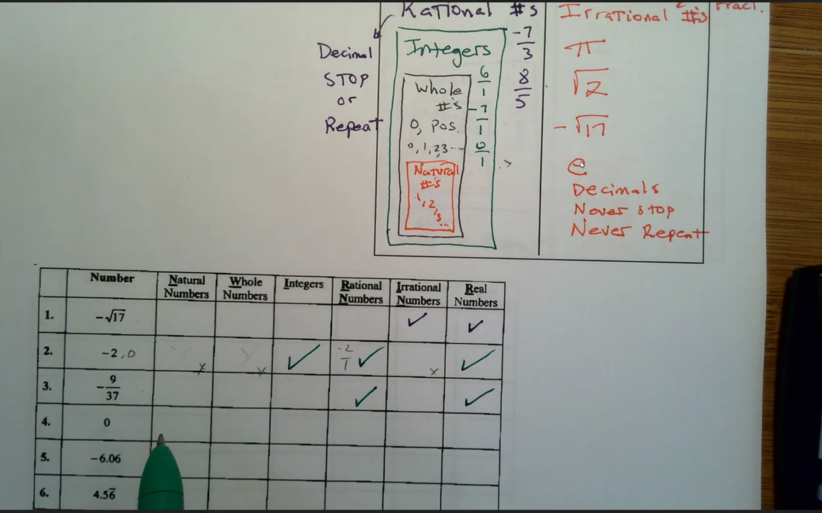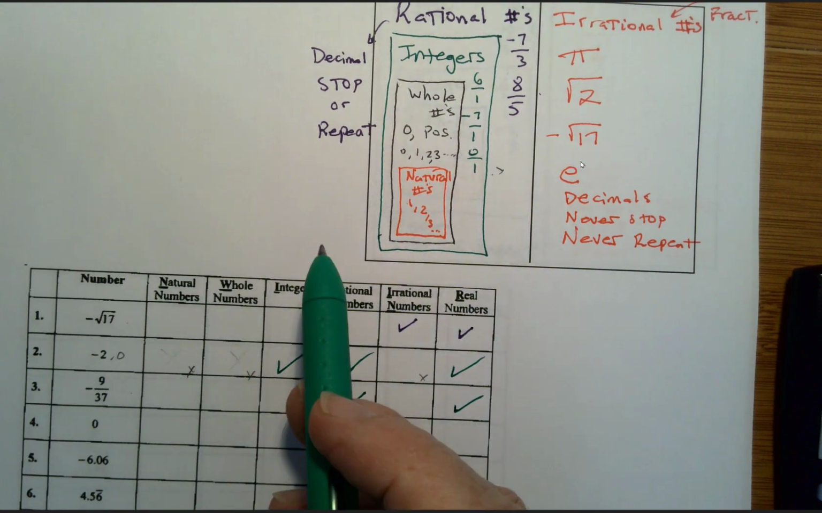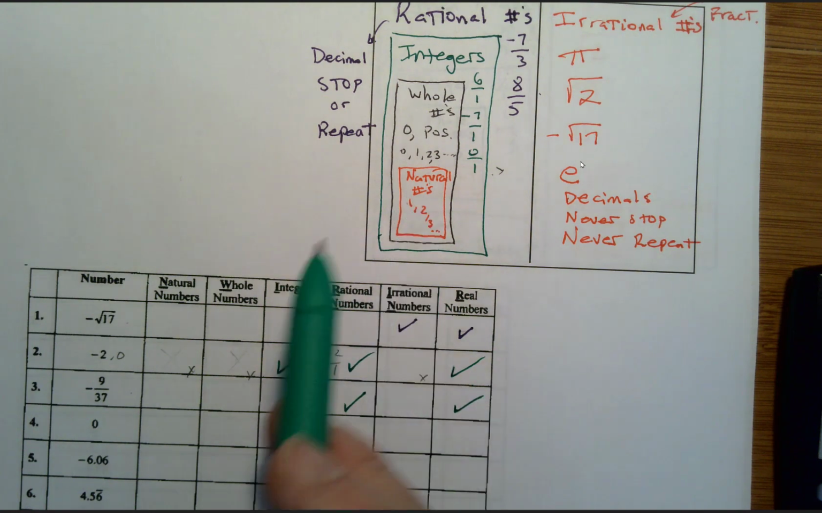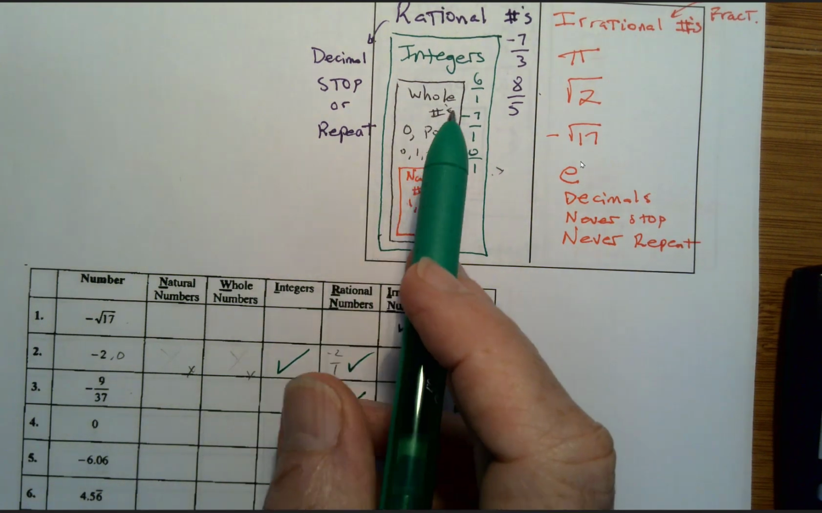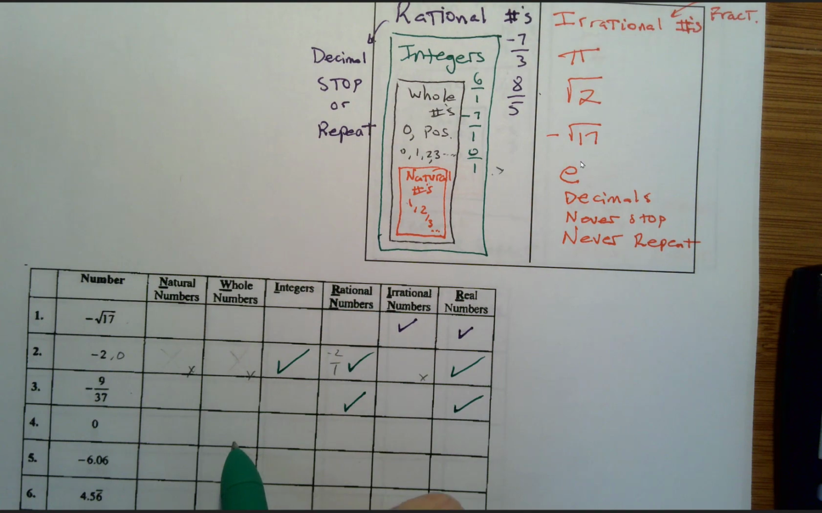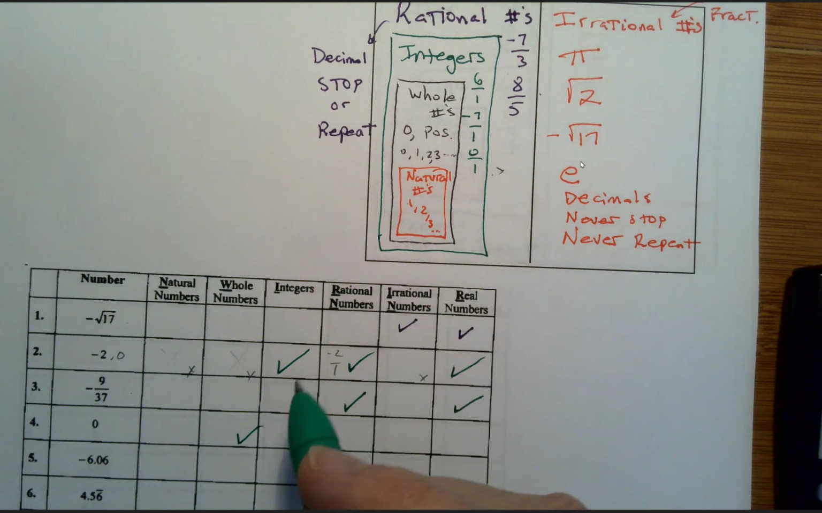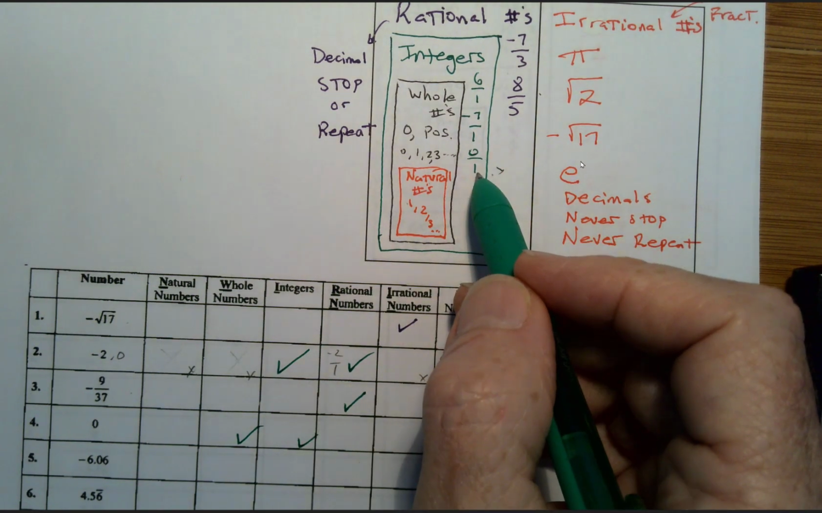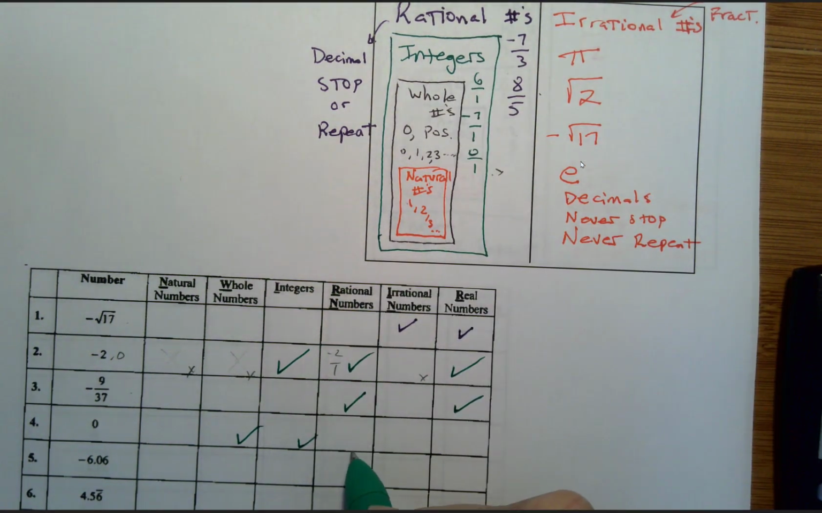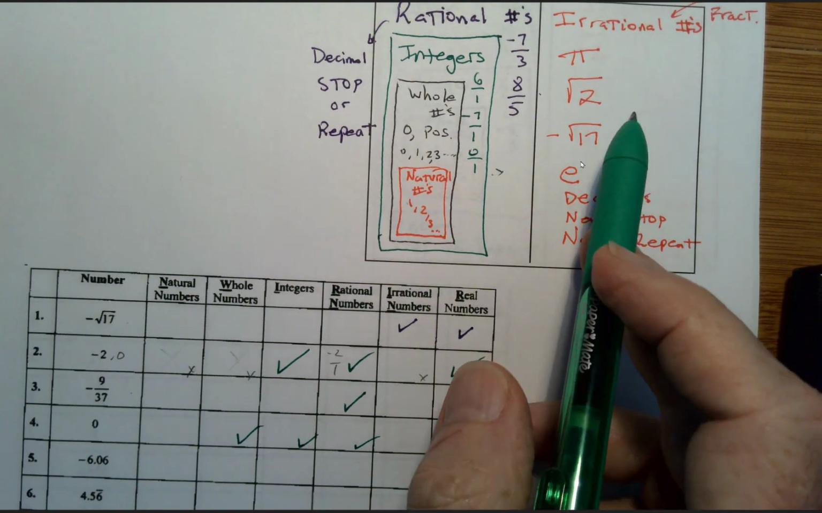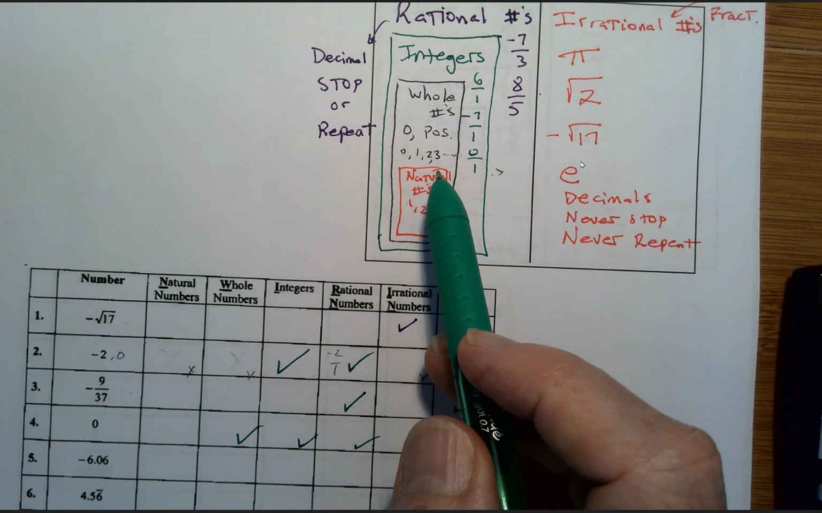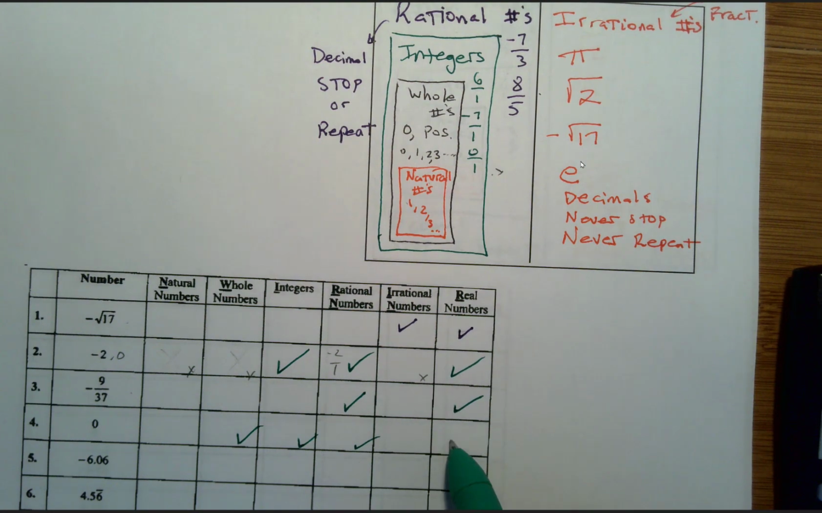What is 0? What types of number is it? Is it in the natural number set? No. Is it in the whole number set? Yes. Whole numbers have 0. Is it an integer? Yes. Integers can be a fraction, 0 over 1. It's also a fraction, 0 over 1, so that makes it a rational number. But it's not irrational because the decimal stops at 0.0. But it is a real number.